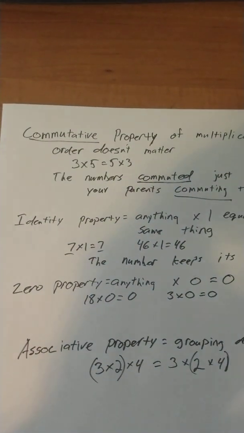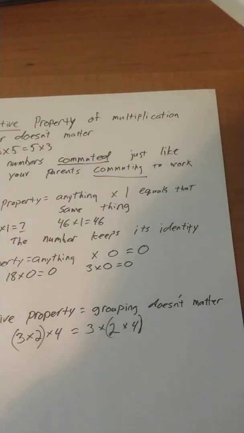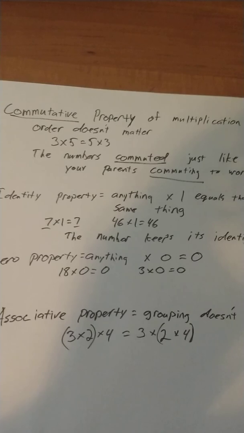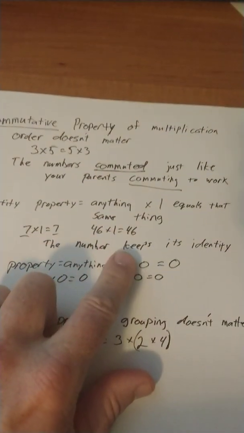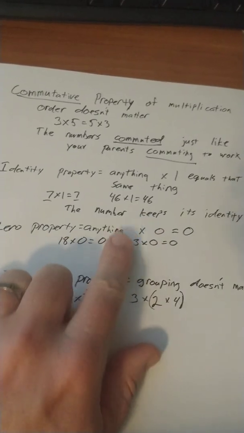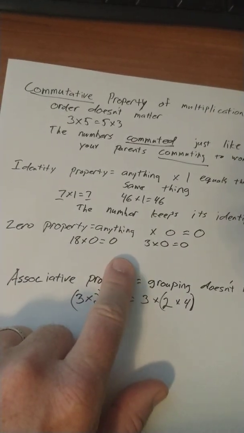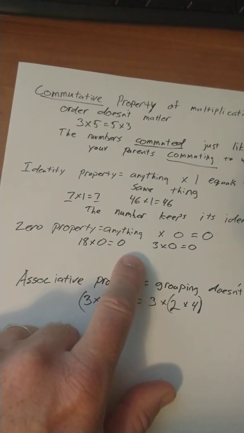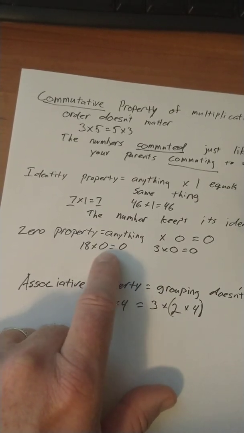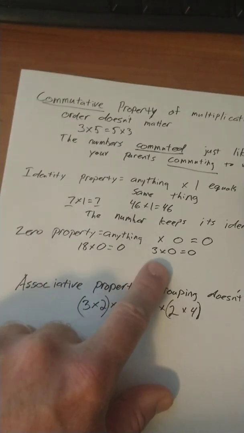The identity property, anything times 1 equals that same thing. 7 times 1 is 7, 46 times 1 is 46. The number keeps its identity. That's the way to think about it so you don't forget it. The 0 property, anything times 0 equals 0. That's what the rule tells you. So some examples, 18 times 0 is 0, 3 times 0 is 0.